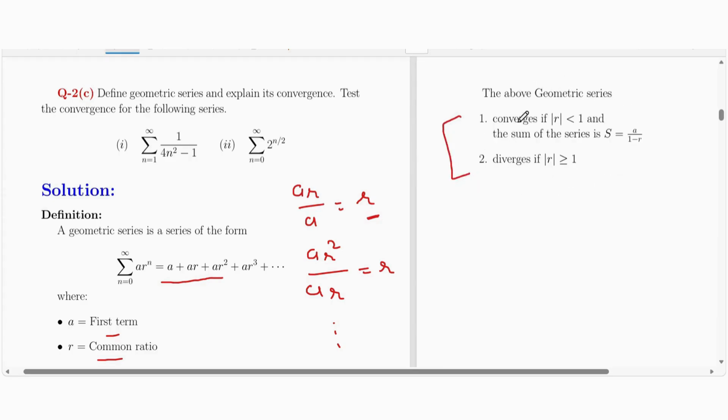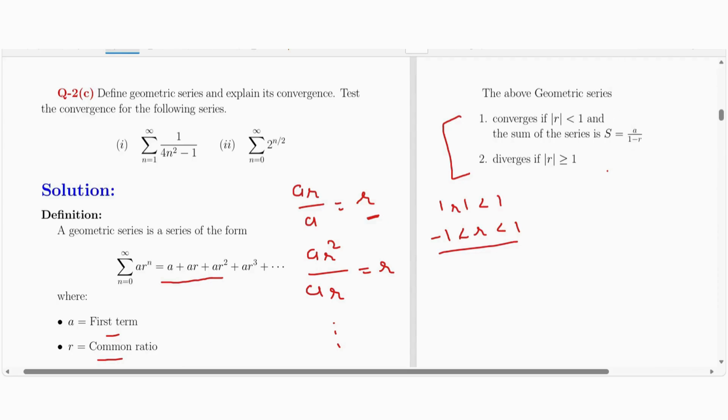geometric series. So now let's discuss. The above geometric series converges if mod r is less than 1. Mod r less than 1 means minus 1 less than r less than 1. For this value of r, the geometric series is convergent. And if the series is convergent, then the sum of the series is S equal to a upon 1 minus r, where a is the first term and r is the ratio. So if we have knowledge of the first term and ratio, we can find the sum of the series.